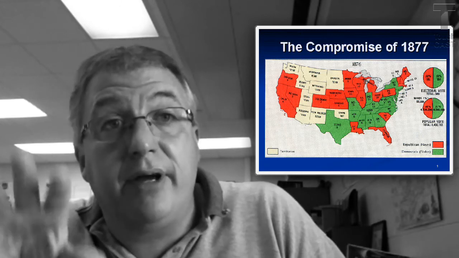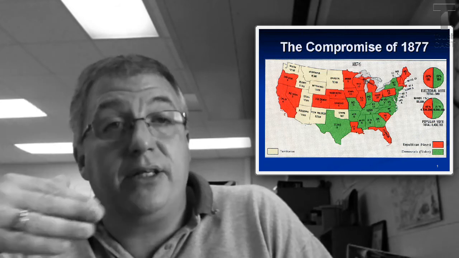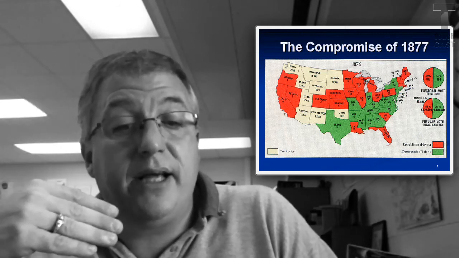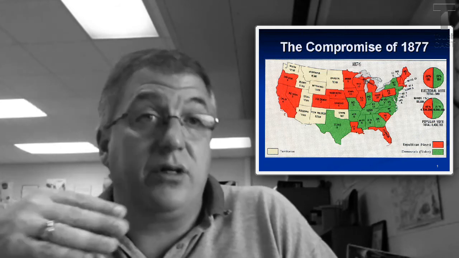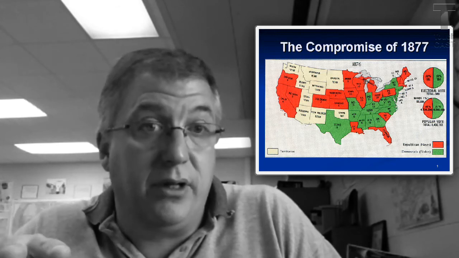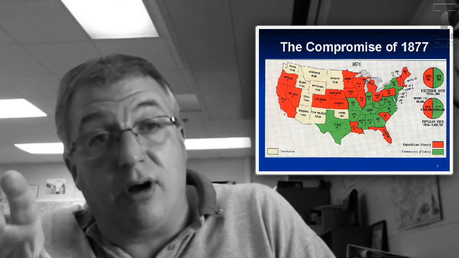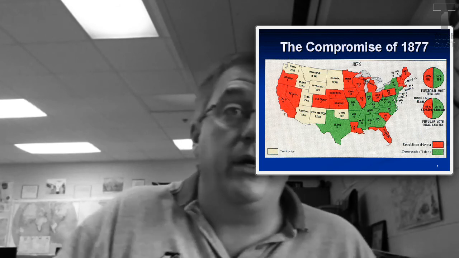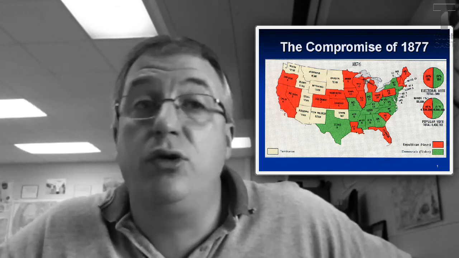So although slavery had been ended, when we get to the Compromise of 1877, African Americans have lost any semblance of full equality, and they'll be struggling for that for 100 more years. Okay, that ends Unit 5 lectures.